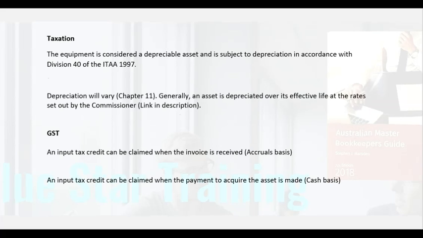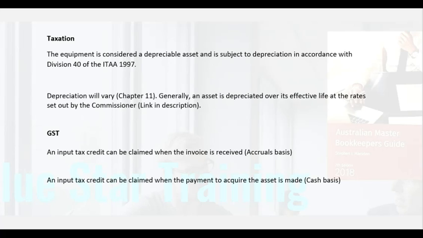So what are the tax consequences? The equipment is considered a depreciable asset and subject to the depreciation rules in accordance with Division 40 of the legislation. The depreciation will vary depending on the type of taxpayer. And we discuss that in Chapter 11 of the Australian Master Bookkeepers Guide. Generally, an asset is depreciated over its effective life at the rate set out by the Commissioner. And we have a link in the description below.